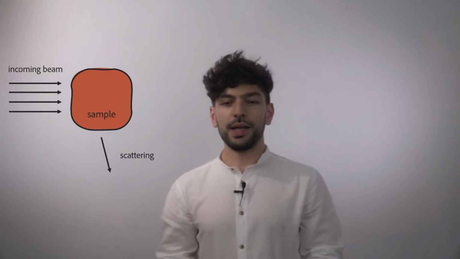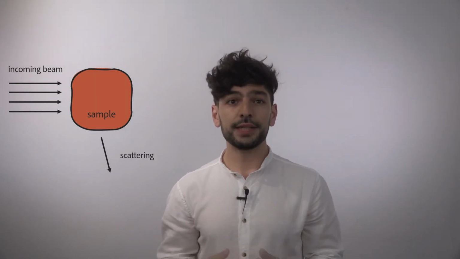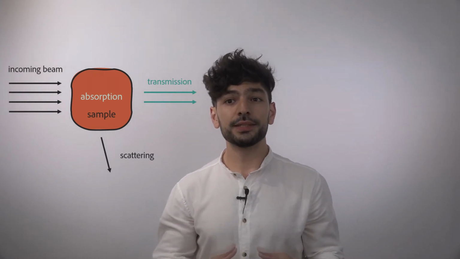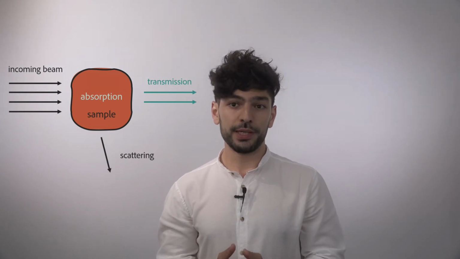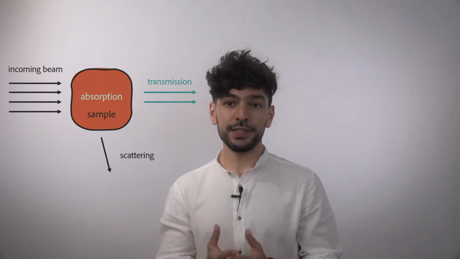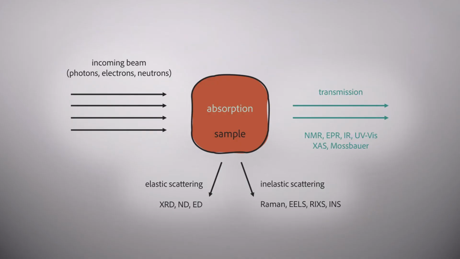Another possible event to occur is absorption, which means that some part of our particles is absorbed inside our material. How can we detect it? So we can measure the number of particles in the transmitted beam through the sample and compare this number with the incident beam. There is a great number of techniques which operate based on this principle. For example, NMR, EPR, infrared and UV-visible, X-ray absorption and Mössbauer spectroscopies.